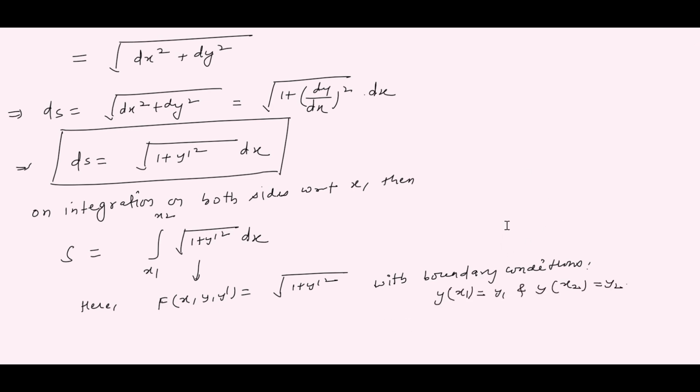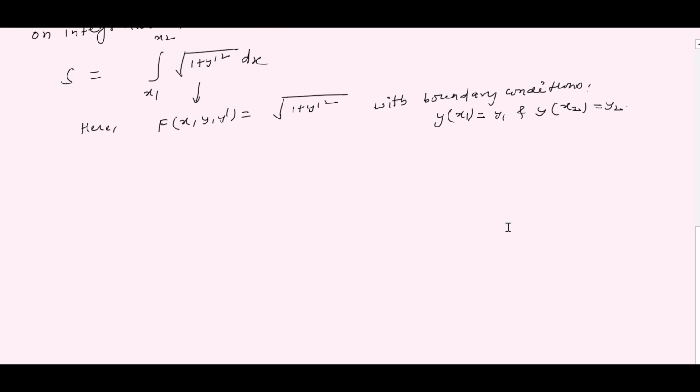So these are boundary conditions. So now we need to minimize the arc length s. So now here this is our given functional.